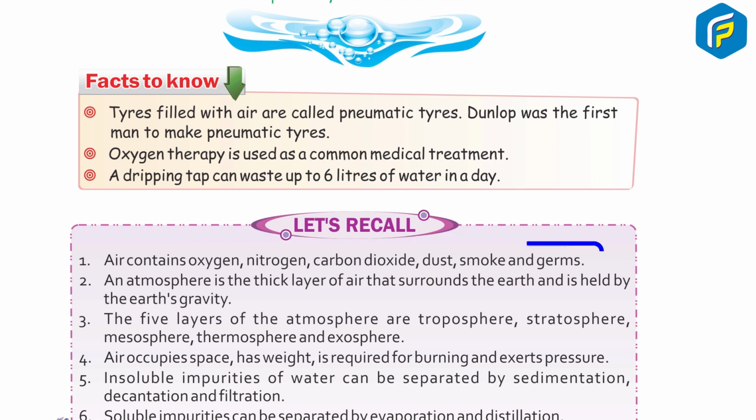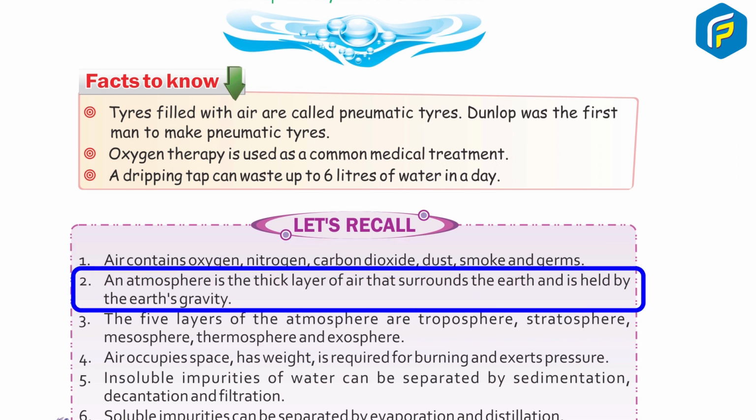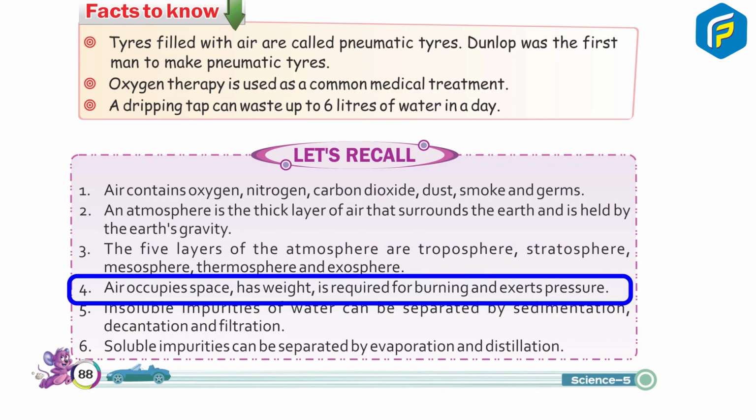Let's recall. 1. Air contains oxygen, nitrogen, carbon dioxide, dust, smoke, and germs. 2. An atmosphere is a thick layer of air that surrounds the earth and is held by the earth's gravity. 3. The 5 layers of the atmosphere are troposphere, stratosphere, mesosphere, thermosphere and exosphere. 4. Air occupies space, has weight, is required for burning and exerts pressure.